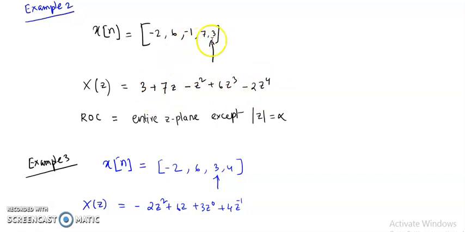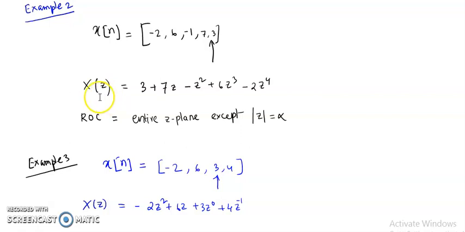If we start from here, 3 into z to the power 0 means 3 into 1, so 3. Next, z into z to the power minus n naught means minus of minus 1, that means plus 1, so z to the power plus 1. Similarly we are getting the other values here. The coefficients are multiplied by z to the power minus n naught, so the n naught values will be the indexes here: minus 1, minus 2, minus 3, minus 4.